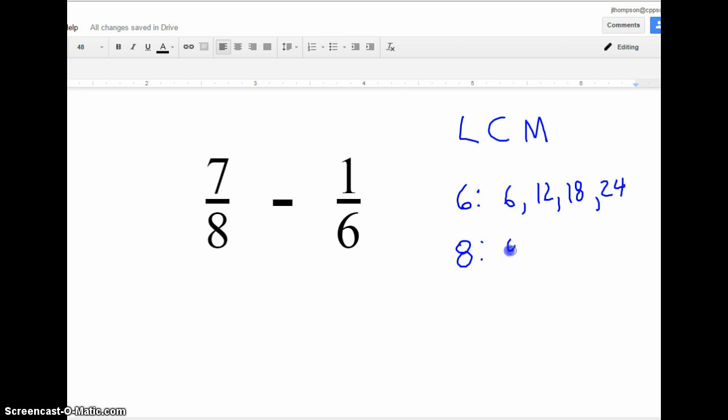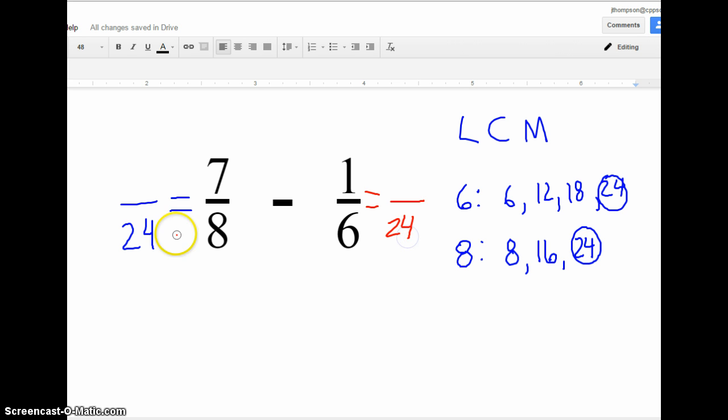And 8 times 1 is 8. 8 times 2 is 16. 8 times 3 is 24. There it is. The least common multiple. The smallest multiple that each number shares. So what that means is I can take 7/8 and find an equivalent fraction that's in 24ths. This will be the smallest common denominator that these two numbers have. And 1/6 I can find an equivalent fraction in 24ths.